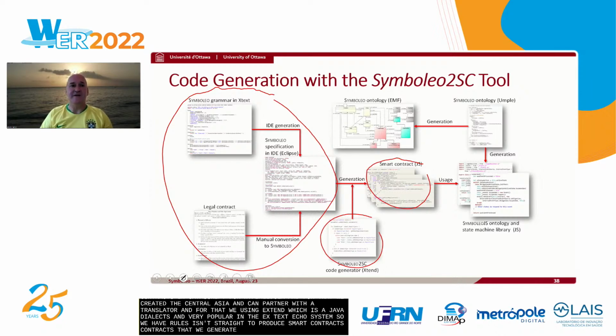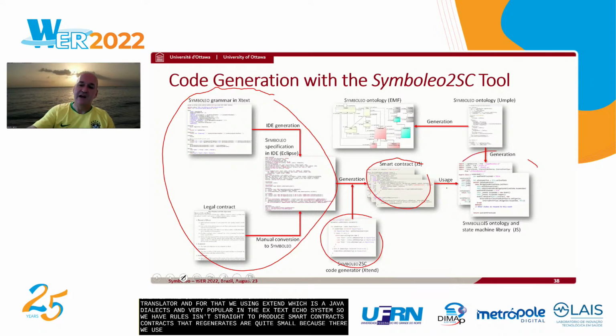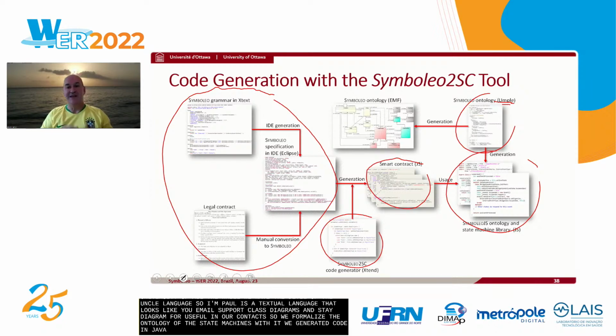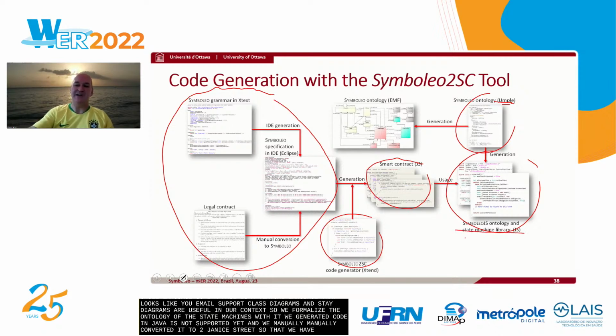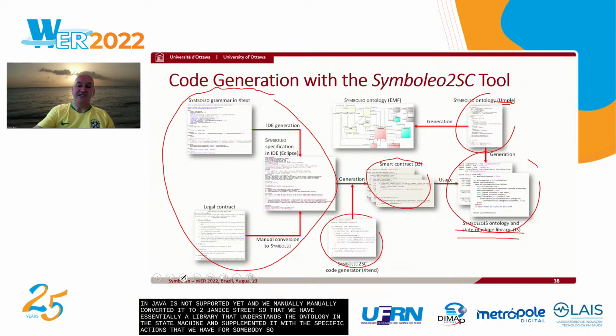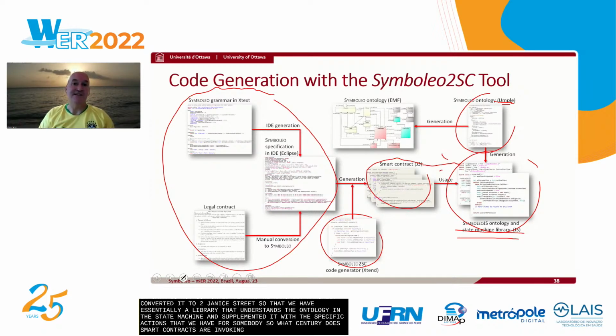And the smart contracts that we generate are quite small because they reuse a platform that is generated semi-automatically from the ontology and the state machines that we have. So at the University of Ottawa, we have developed the AMPL language. AMPL is a textual language that looks like UML, supports class diagrams and state diagrams. So it's very useful in our context. So we formalized the ontology and the state machines with it. We generated code in Java because JavaScript is not supported yet. And we manually converted it to JavaScript so that we have essentially a library that understands the ontology and the state machines. And we supplemented it with the specific axioms that we have for Symboleo. So essentially the smart contracts are invoking the methods provided in that library.